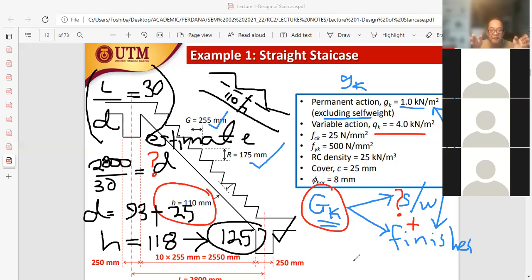So from span, daripada rentang, using this estimate, anggaran ni, using this estimation technique, I have come up with a thickness of approximately 125 based on the span of approximately 2800. So this is how kita come up with suitable dimension.